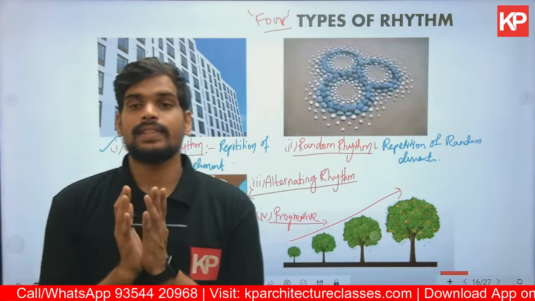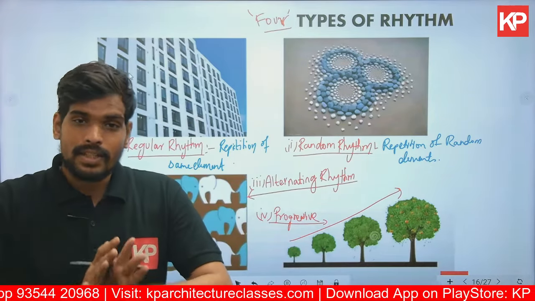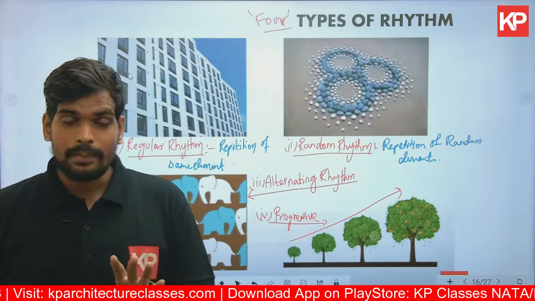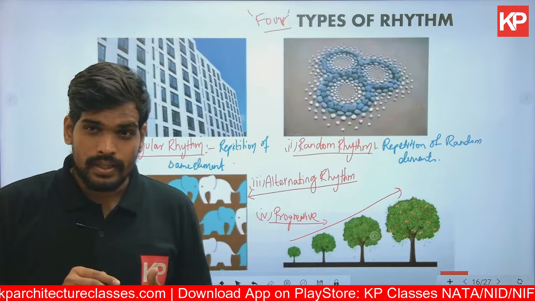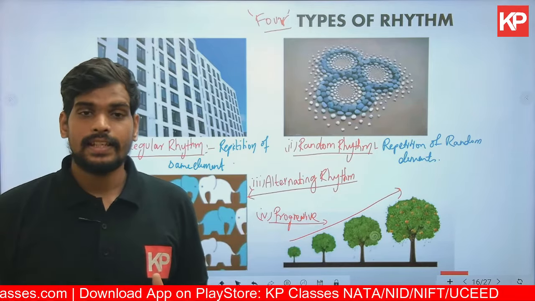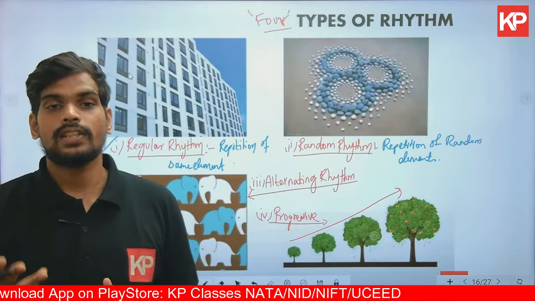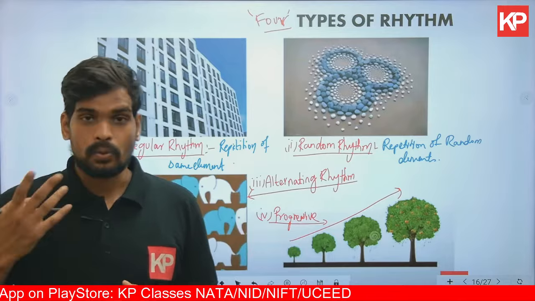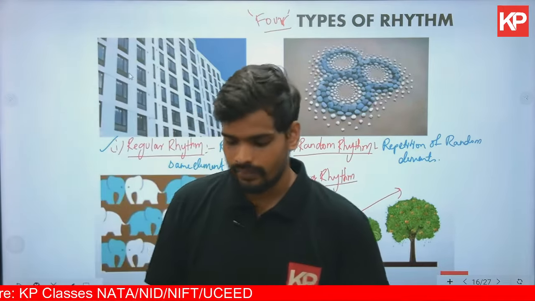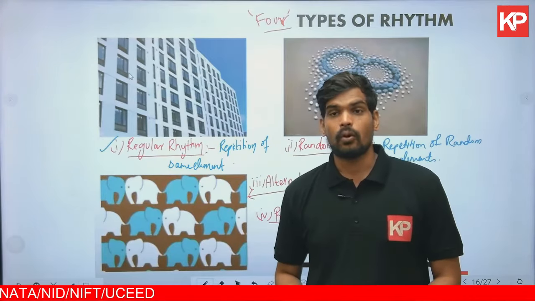So what is the second principle of design? Rhythm. How to remember rhythm? Simply repetition. Repeating element will create a rhythm. Rhythm is repetition. Four types of rhythm are regular rhythm, where the same element repeats. Random rhythm, where randomness is seen in the repeating element. Third is alternating rhythm, where there is alternating feature in the repetition. And fourth and final is progressive rhythm, where there is a growth, a progression in the repeating feature or repeating element. So these are the four types of rhythm.